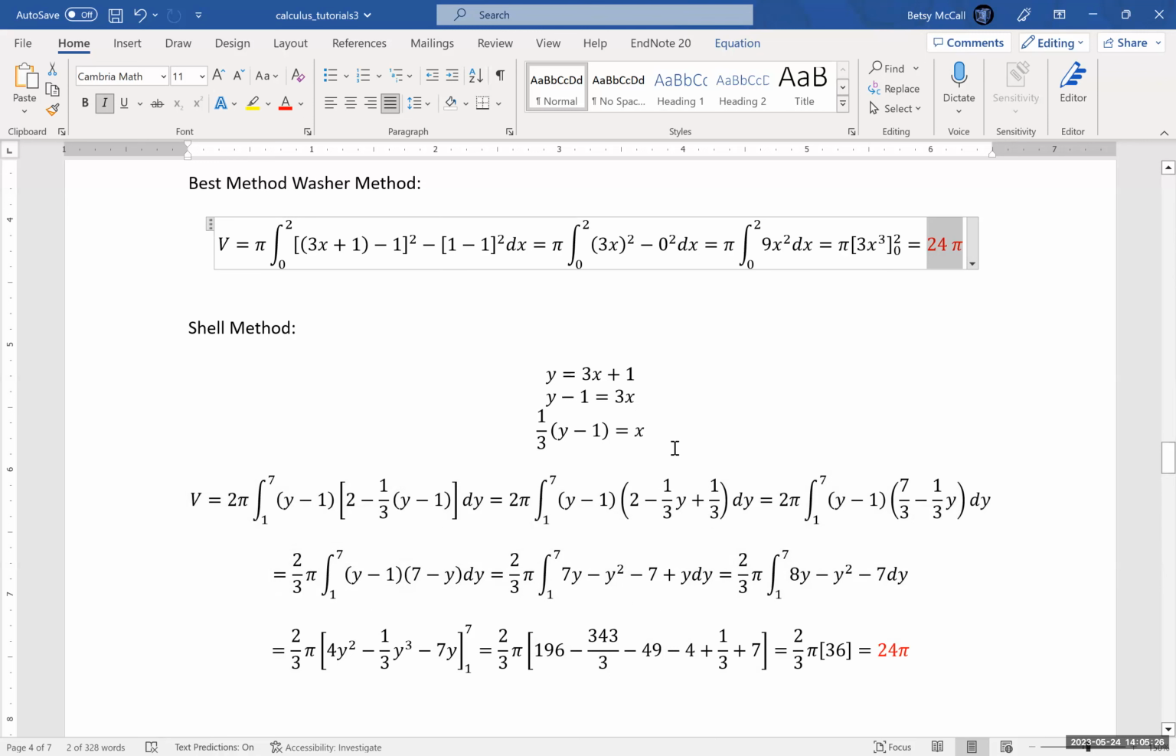All right, we have one more to do, and that is to rotate around x equals a constant.